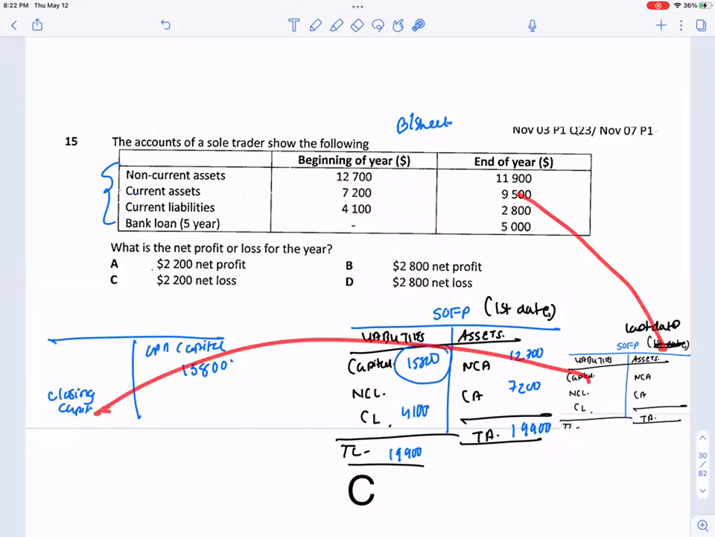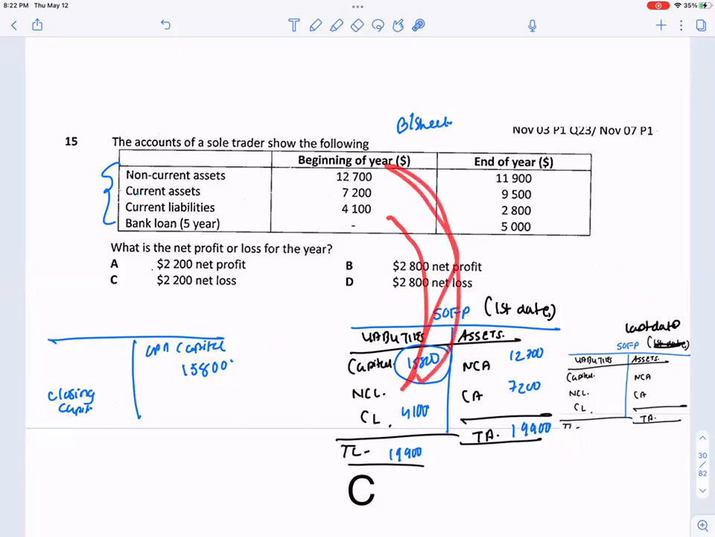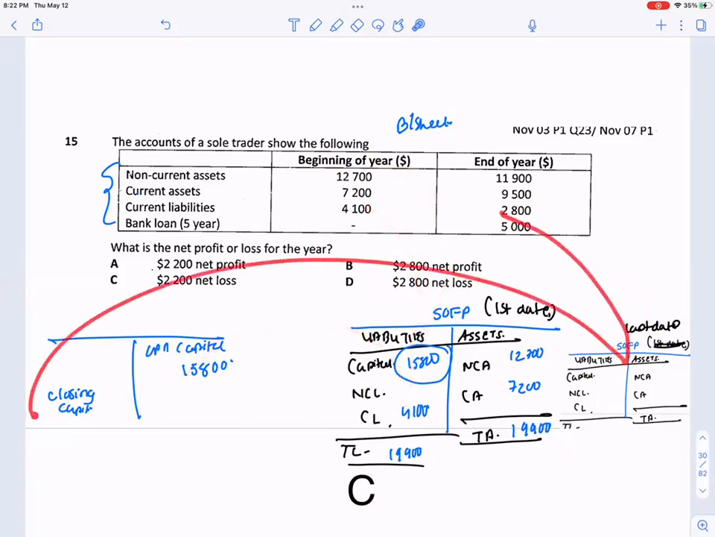Again I'm repeating. If you make balance sheet for the first date, you will get opening capital. If you make balance sheet for the last date, you will get closing capital. You know assets is made up of what?